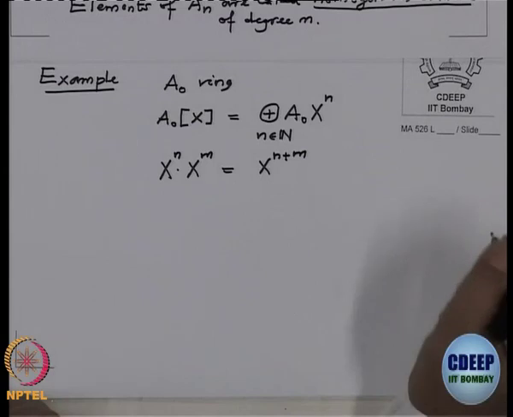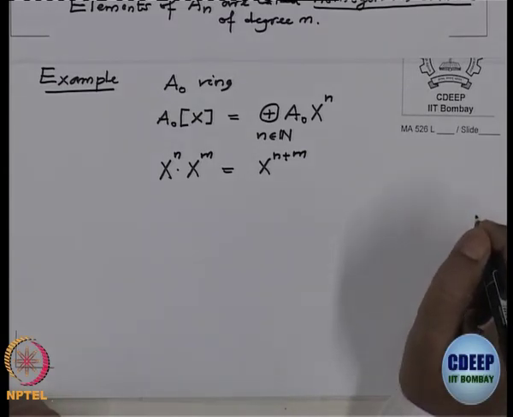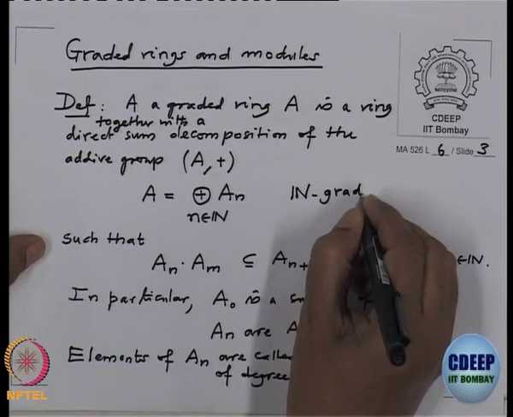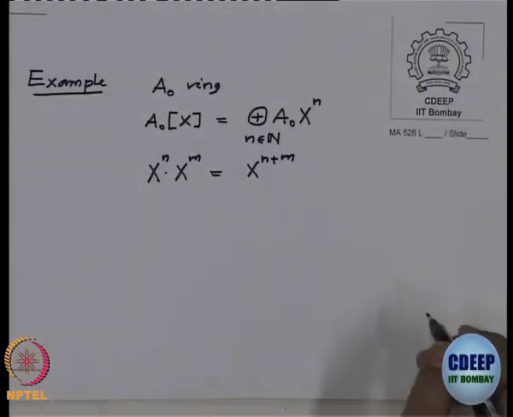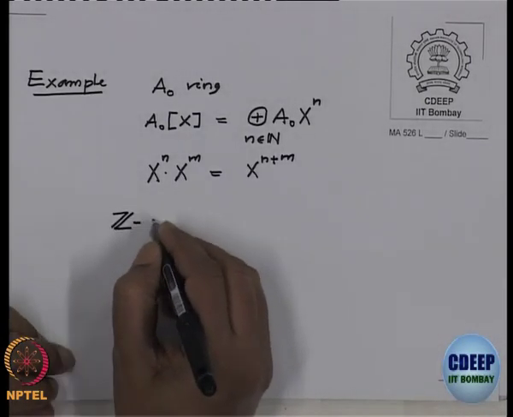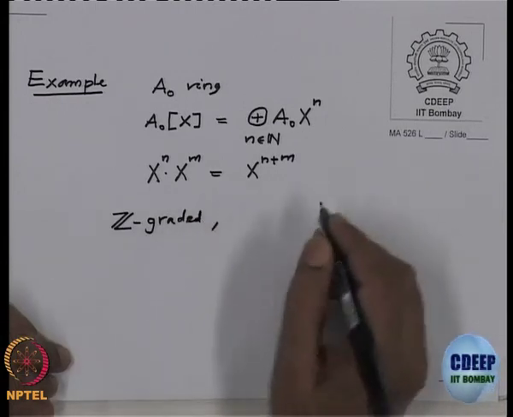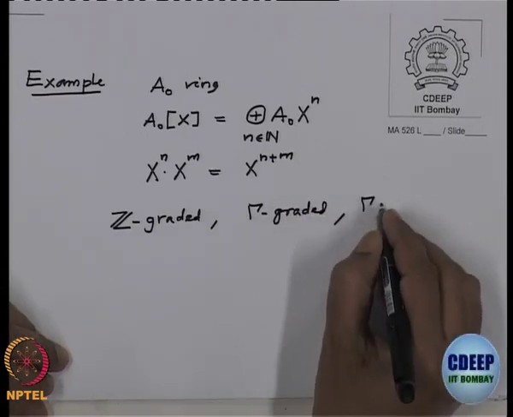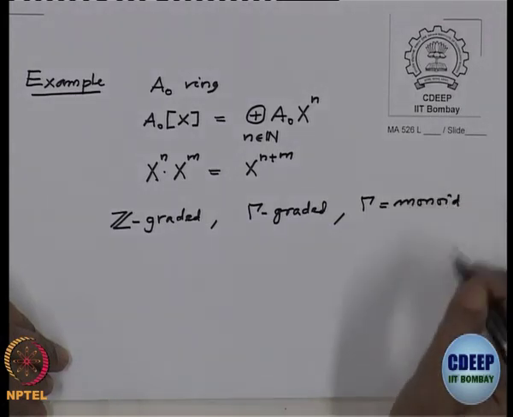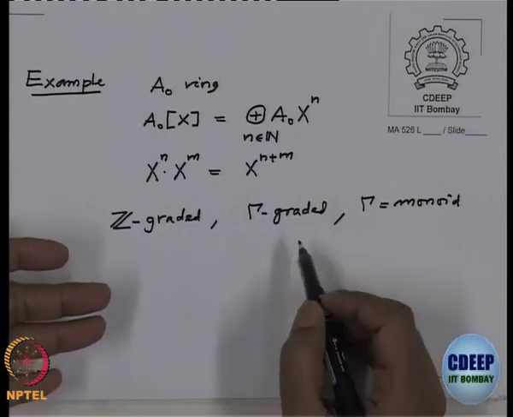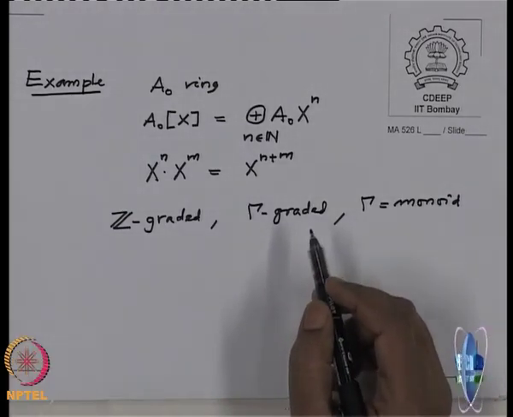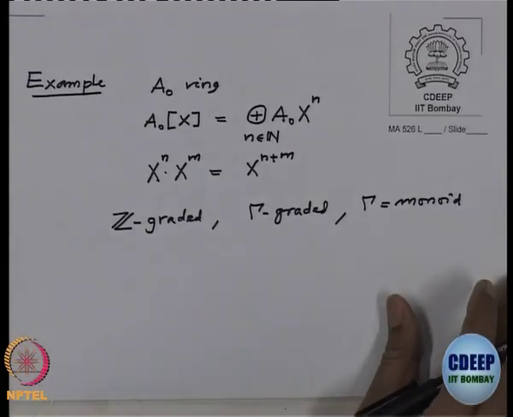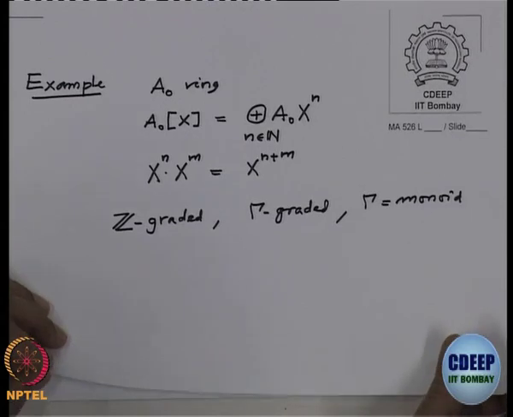As I said, this is called an N-graded ring. Sometimes it is convenient to consider Z-graded, or more generally Gamma-graded, where Gamma is an arbitrary monoid. So the numbering will be denoted by some monoid. I don't know whether I will have occasion to use a general monoid, but certainly N-graded will be useful.